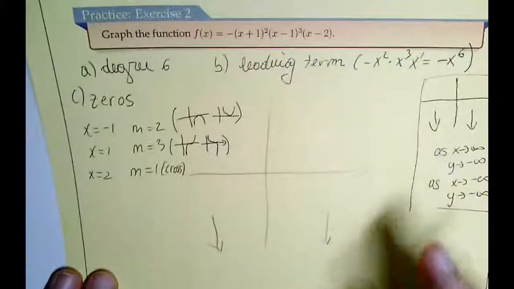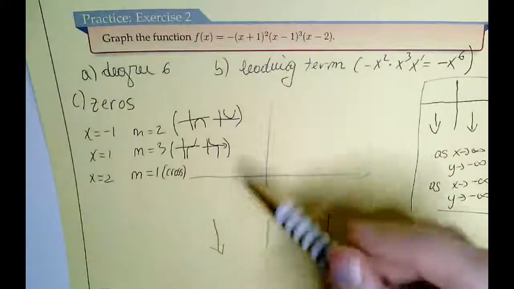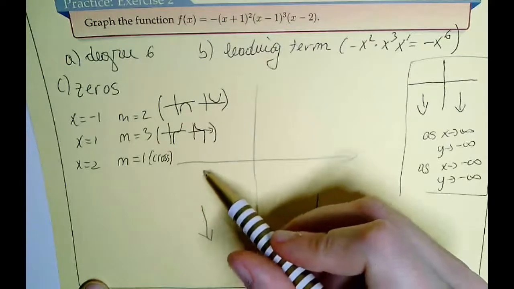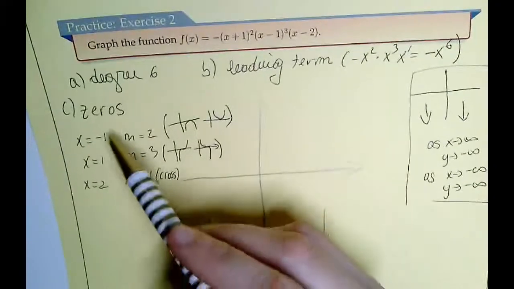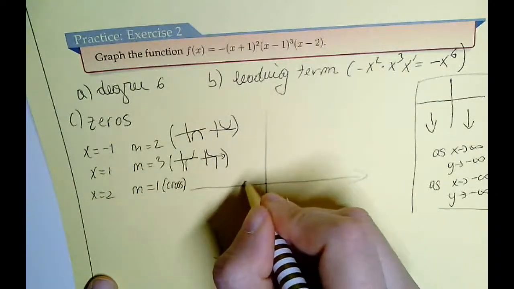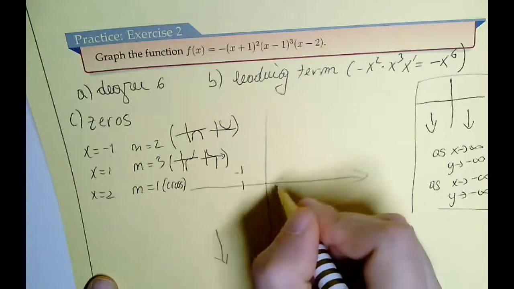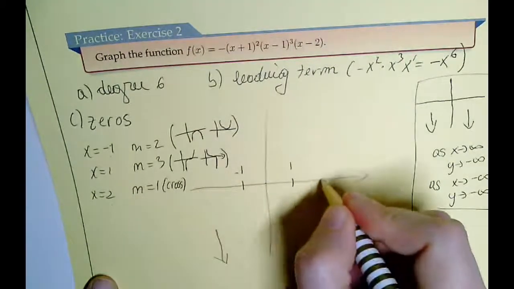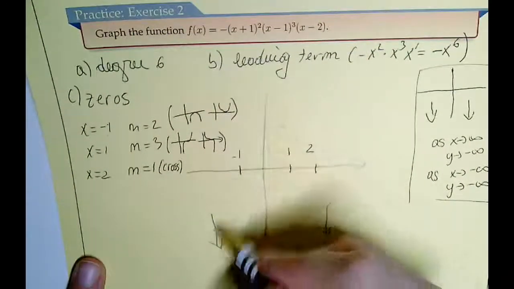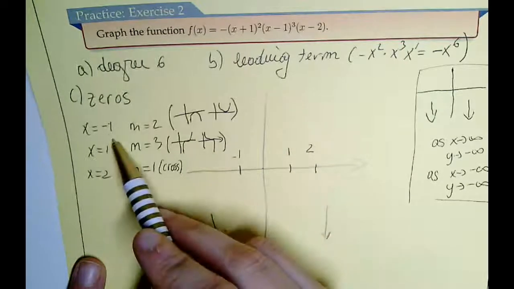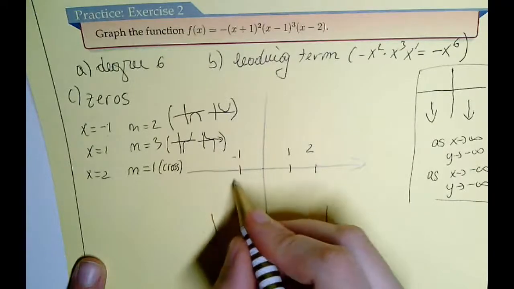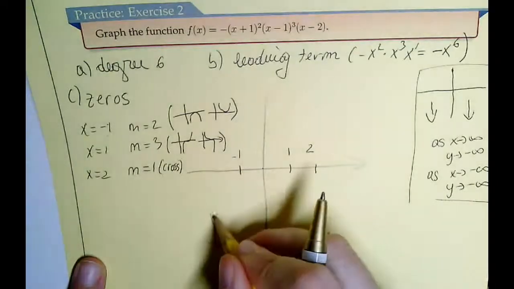Okay, well, now my graph looks, let's see. So I have to start here, and then the first thing I have to do is cross, let me put my zeros. So x equals -1, x equals 1, and x equals 2. So at -1, what is happening at -1? At -1, the multiplicity is even, and it has to come from down here. So the only choice I have is to touch like this.